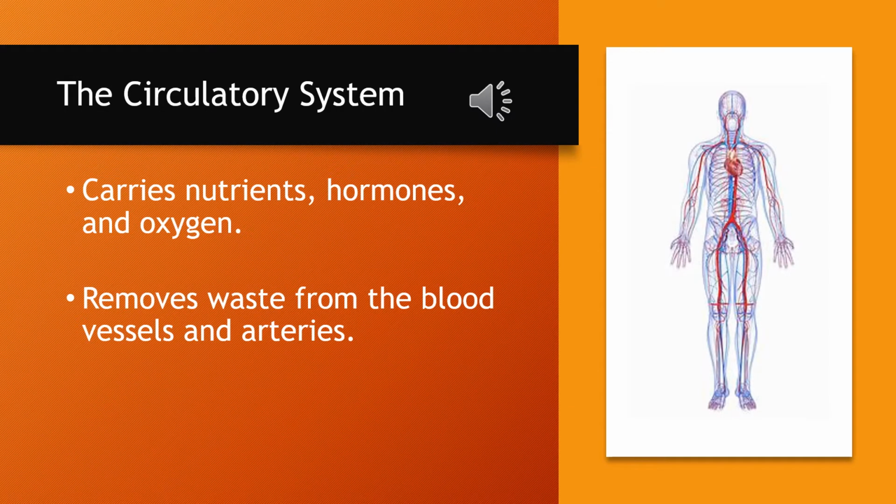Next, we have the circulatory system. This system carries nutrients, hormones, and oxygen. It also removes waste from the blood vessels and the arteries.